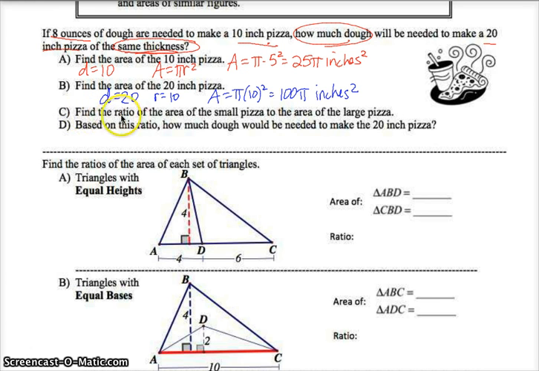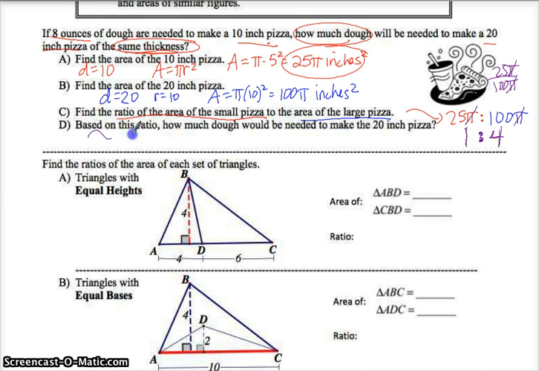Part C says, find the ratio of the area of the small pizza to the area of the large pizza. Okay, the area of the small pizza is 25 pi inches squared, and the area of the large pizza is 100 pi inches squared. So what is that ratio if we were to simplify? Well, 25 goes into 100 4 times, and my pi's cancel each other out, right? If I did that as a fraction, 25 pi over 100 pi, the pi's cancel each other out. 25 goes into 100 4 times, so it's 1/4, or a 1:4 ratio.